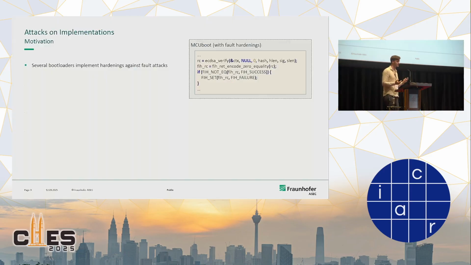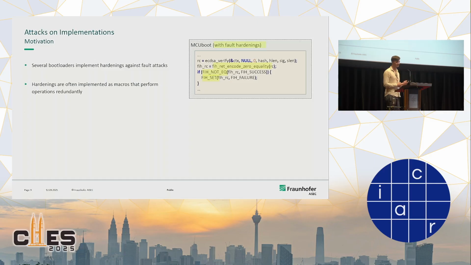A bit of motivation again here, why are we looking at that? You can see here on the right is a code snippet from a secure bootloader. And we can see that they already implement some hardenings here, and these are these highlighted macros. We call the ECDSA verify function, then this result is encoded somehow. We've got this FIH not equal macro, and this macro basically performs this operation redundantly so that a single instruction skip can't really do any harm here.